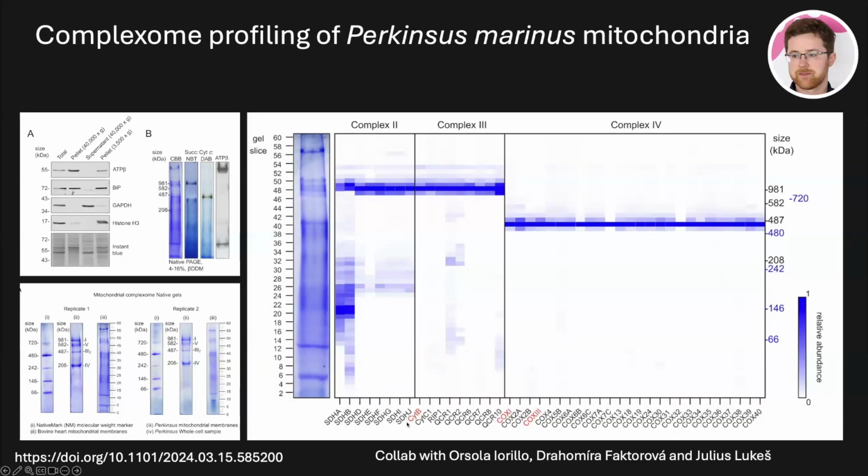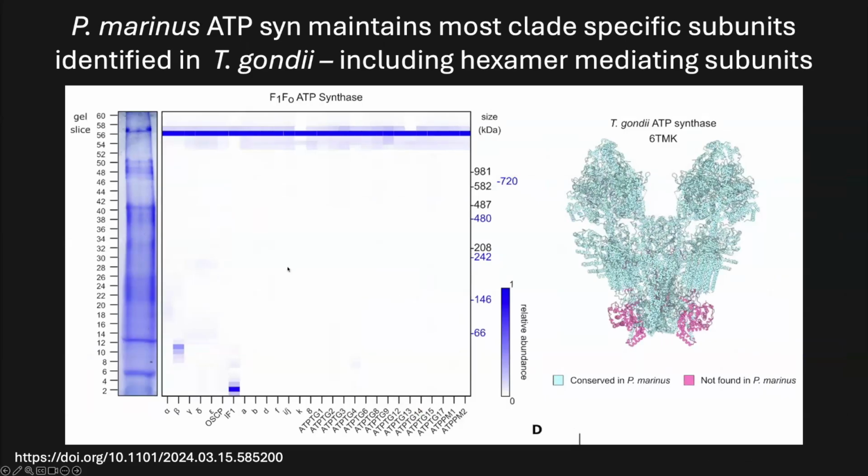And so from the names over in the bottom here, you can see that in the complexome, we recovered many of the new clade-specific subunits that we've reported for Toxoplasma, and that's been reported for Plasmodium as well, also in Perkinsus, in the case of complex 2, in the case of complex 3, and in the case of complex 4, suggesting that in general, there is a good conservation of these clade-specific components.